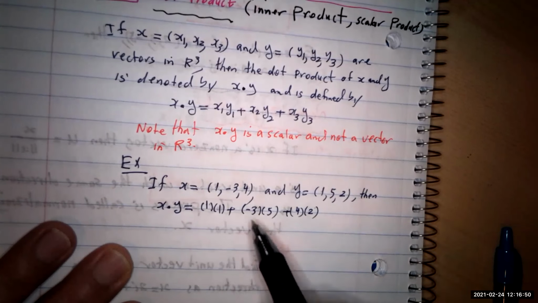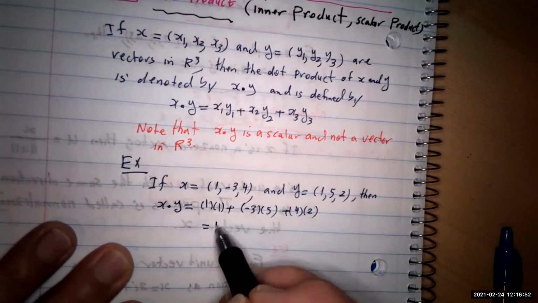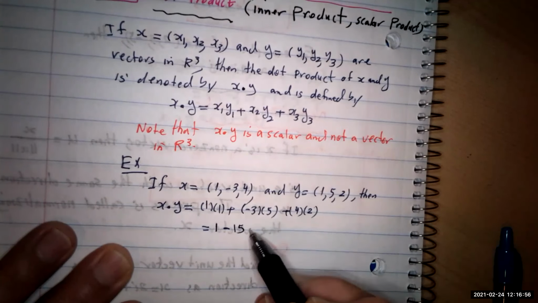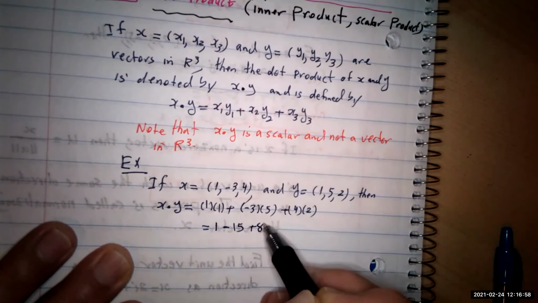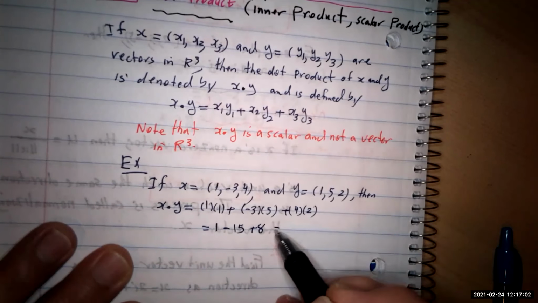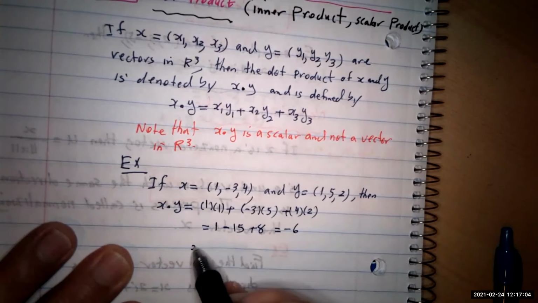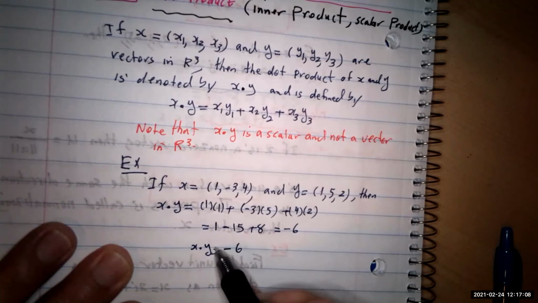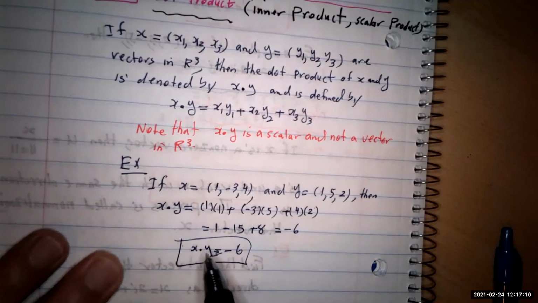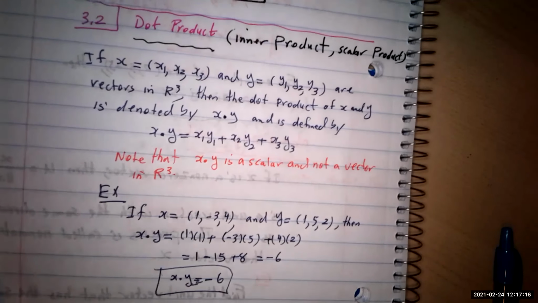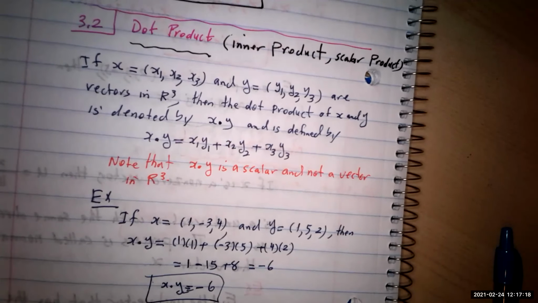Okay, so multiply them together, so this is going to be equal to 1. It's going to be minus 15, and this is going to be 8. Okay, so that gives a 9 and a -6. So x dot y is going to be -6. It's not a big deal, but it's quite popular. We call it a product.